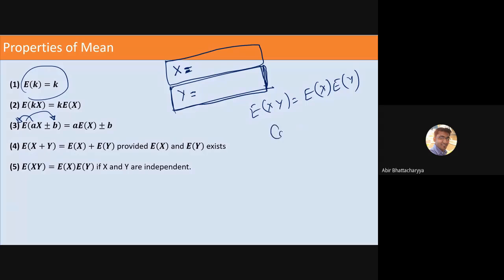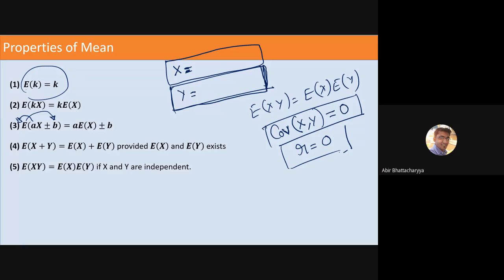And in this case, obviously, since they are linearly independent of each other, the covariance between these two, x and y, always equals 0. Covariance is 0 means the correlation coefficient r also equals 0, because there is no relation between x and y, because x and y are two independent events, fully independent events.